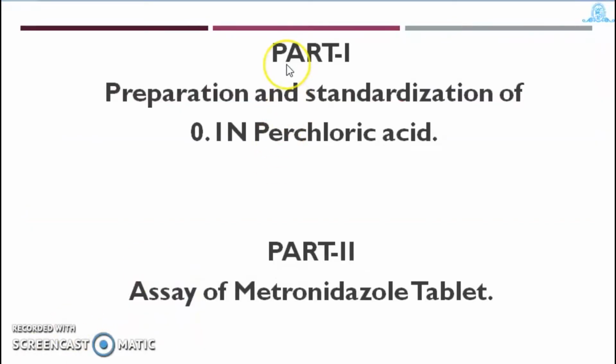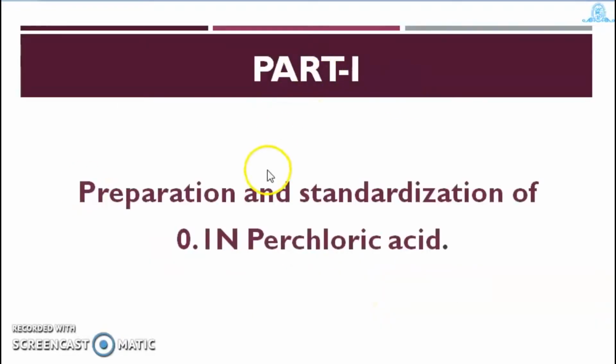Students, we are going to perform our practical in two parts. Part 1 is preparation and standardization of 0.1 normal perchloric acid and part 2 is the assay of metronidazole tablet. So our first part is preparation and standardization of 0.1 normal perchloric acid.